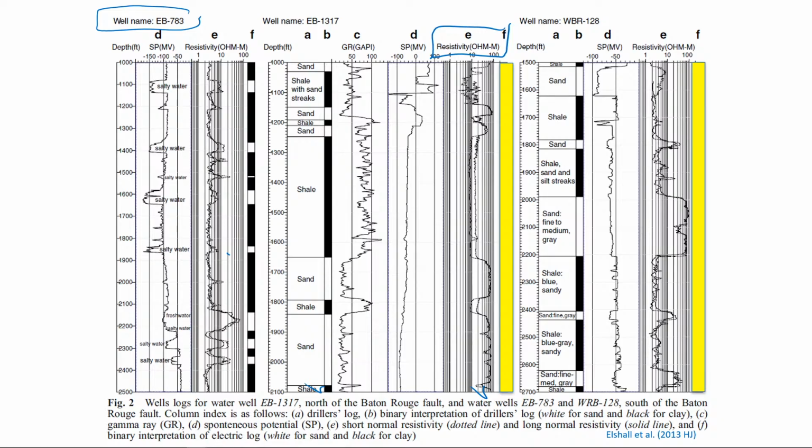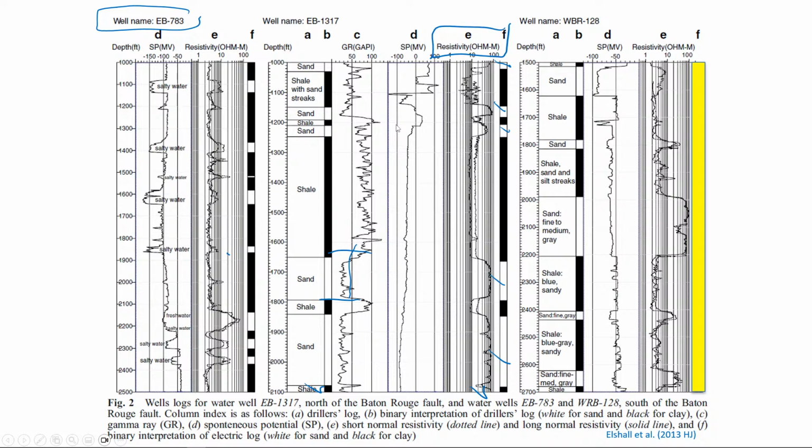This is gamma, and you got the same story. Remember, shale has a high gamma activity, which you see here. Sand has a low gamma activity, which you see here. Okay, so if we did this interpretation again, we got sand here, sand here, sand here, sand here, and sand here.